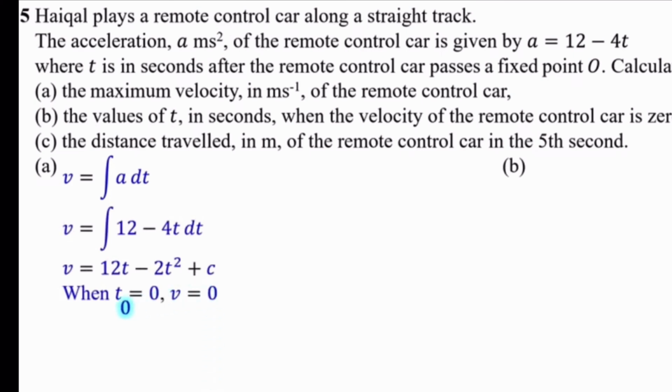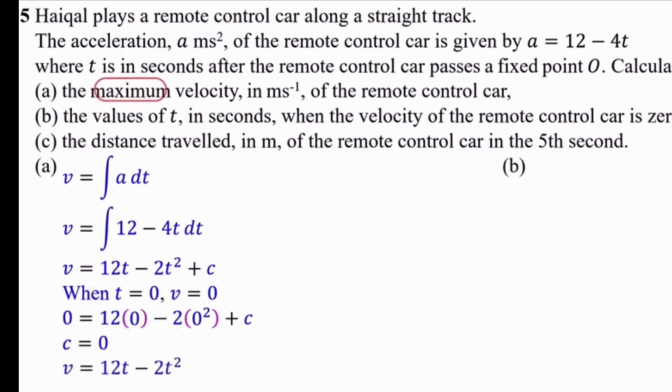So let's integrate 12 minus 4t. So we will get 12t minus 4t squared over 2 plus c. So we have to find the c first, because the particle passes a fixed point O with velocity 0. So then the c will be 0.